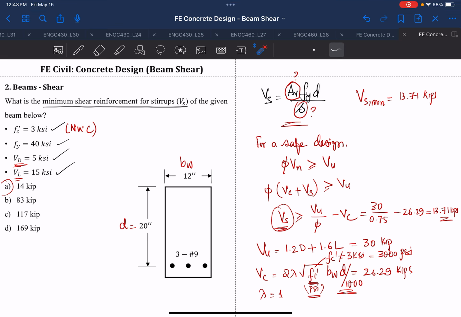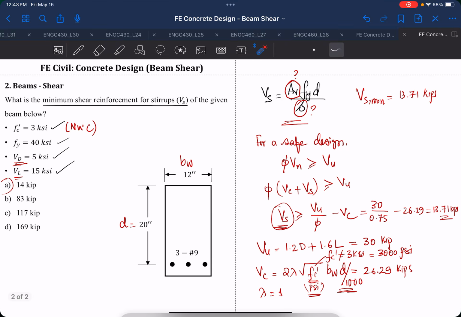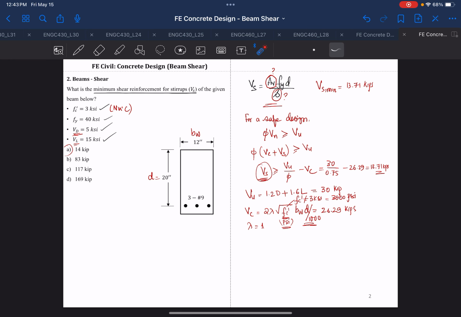Okay, and in your concrete design, there is a maximum limit of how much stirrup capacity you can provide, which is not part of your FE manual. But if you have to design concrete, there's also a limit of how much Vs you can provide. The code ACI 318 shows you the value of the maximum Vs that is permitted to use. Okay, so that's all about beam shear. Thank you.